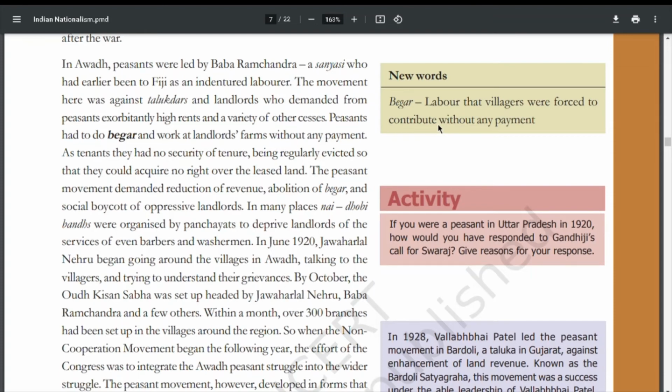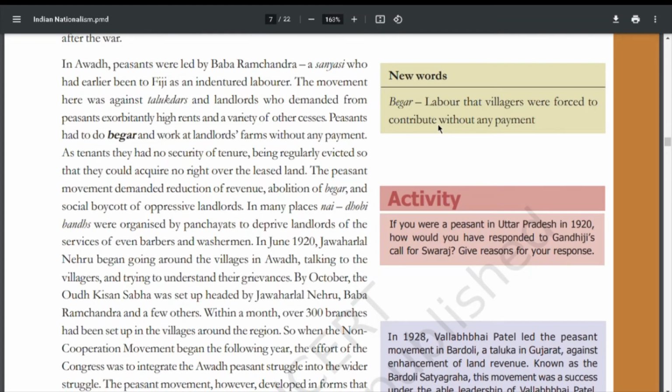Peasants had to do begar and work at landlords' farms without any payment. As tenants, they had no security of tenure, being regularly evicted so that they could acquire no right over the leased land. The peasant movement demanded reduction of revenue, abolition of begar, and social boycott of oppressive landlords. In many places, Nai Dhobi Bandhs were organized by panchayats to deprive landlords of the services of even barbers and washermen.